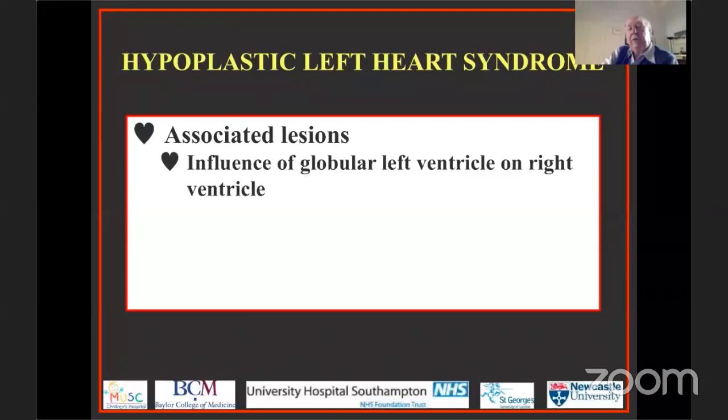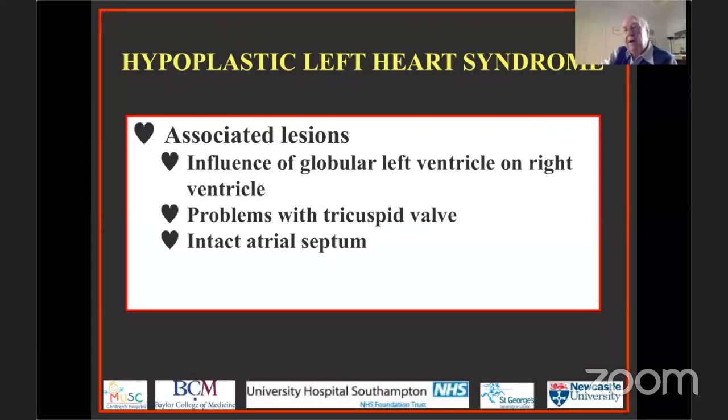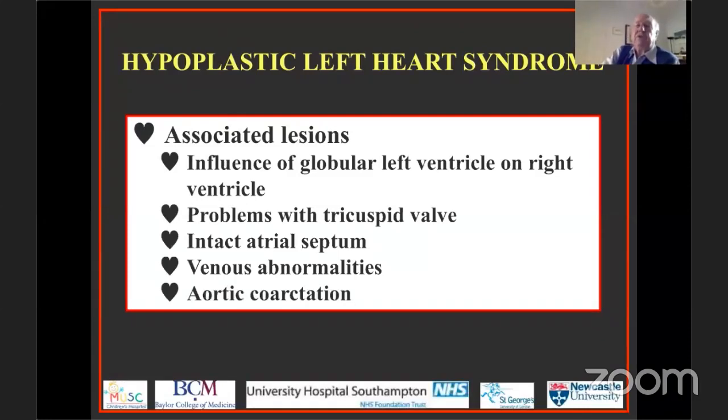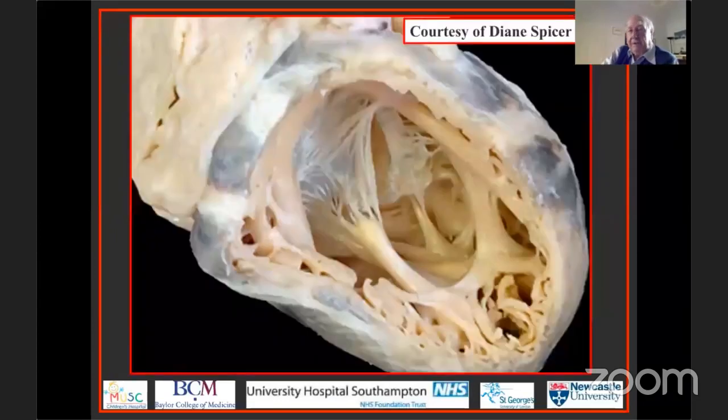And so I should also emphasize to you the associated lesions, because thus far I've talked only about the hypoplastic left ventricle. But obviously, if these patients are going to undergo appropriate treatment, it is the rest of the heart that is most important. So that globular left ventricle has an important influence on the right ventricle. It can involve the tricuspid valve, and the tricuspid valve itself can be dysplastic, and that can give problems in the Norwood sequence of operations. But there are other bad prognostic features. The atrial septum can be intact, and that's bad news. That can be mitigated on occasion by venous anomalies, but we should always remember that there is aortic coarctation in at least half of the hearts that we look at in the autopsy room.